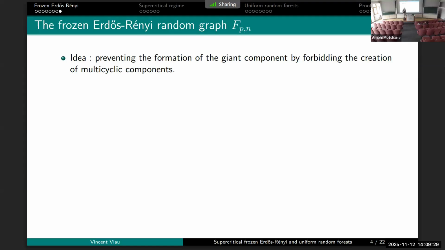And so here the idea is to prevent the formation of the giant components by forbidding the creation of multicyclic components. So in our graph, we will only contain trees with no cycles and unicyclic components with only one cycle. The idea is that in the Erdős-Rényi random graph, in the classical model, the giant component is the only component which contains more than one cycle, and the other components are either trees or unicyclic components. Okay, so we believe that it has an impact on the formation of this giant component.